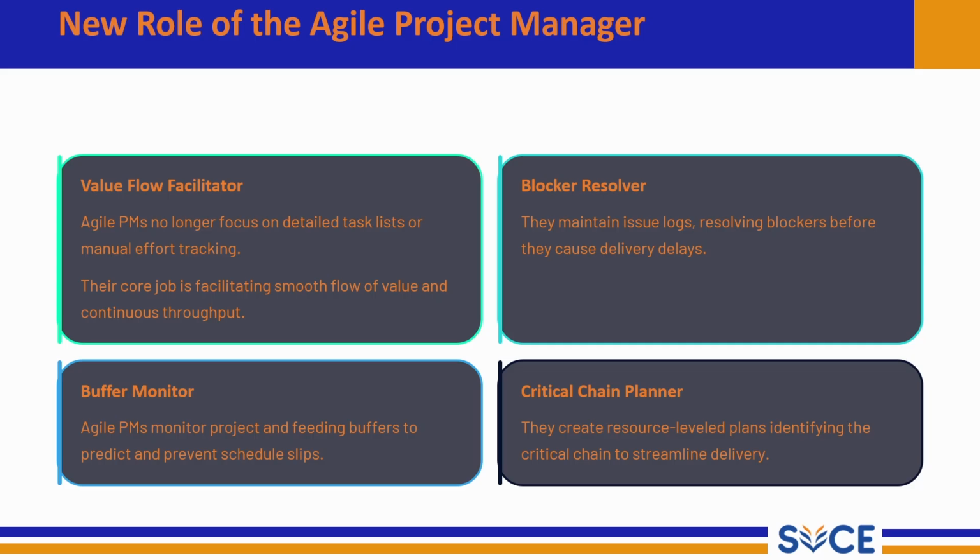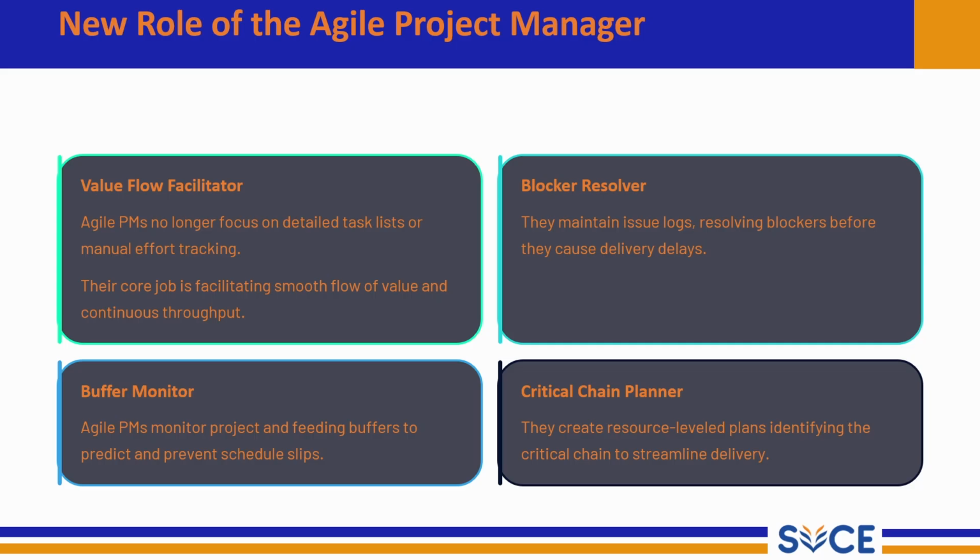Buffer monitor. Agile project managers monitor the project buffers to predict and prevent schedule slips. They use time or task buffers to handle uncertainties. By tracking these buffers, they make sure the deadlines are realistic and teams are not overloaded.